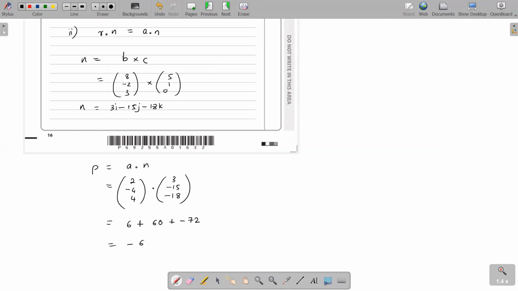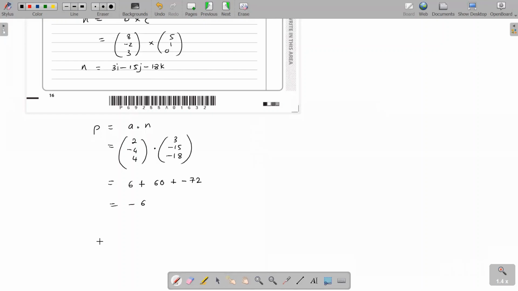Okay, so now you can give it in the format R dot n equals P. So R dot n is 3i minus 15j minus 18k equals minus 6. Okay, you could even simplify the whole thing by dividing by 3 and give an equivalent answer. So that's also correct.